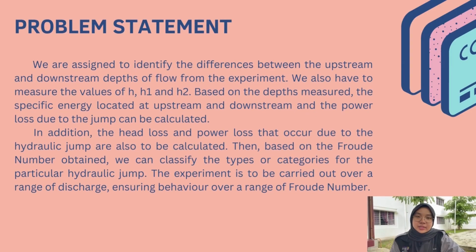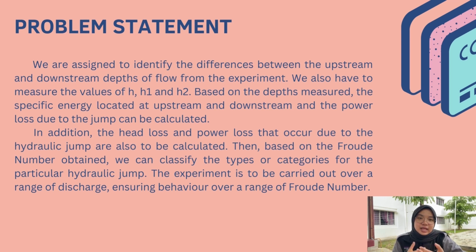For the problem statement, we are assigned to identify the differences between the upstream and downstream depths of flow from the experiment. We also have to measure the values of H, H1 and H2. Based on the depths measured, the specific energy located at upstream and downstream and the power loss due to the jump can be calculated. In addition, the head loss and power loss that occur due to the hydraulic jump are also to be calculated. Then, based on the Froude number obtained, we can classify the types or categories of the particular hydraulic jump.